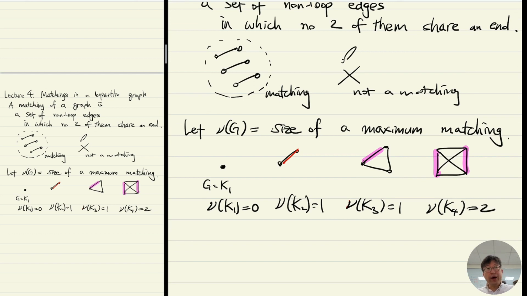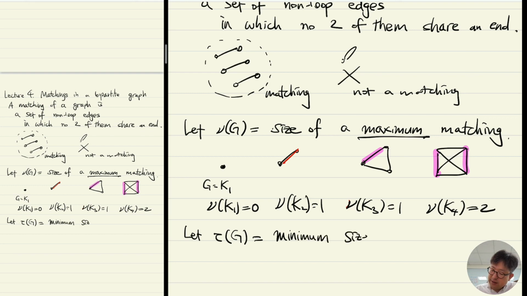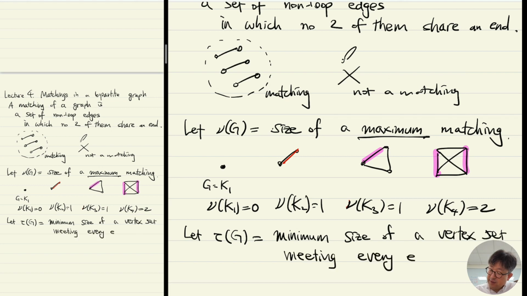And one way to get an upper bound of nu is the following. So we take tau of G. So here we have a minimum. Now nu of G is the size of a maximum matching. Now tau of G is going to be the minimum size of a vertex set meeting every edge. Every non-loop edge.